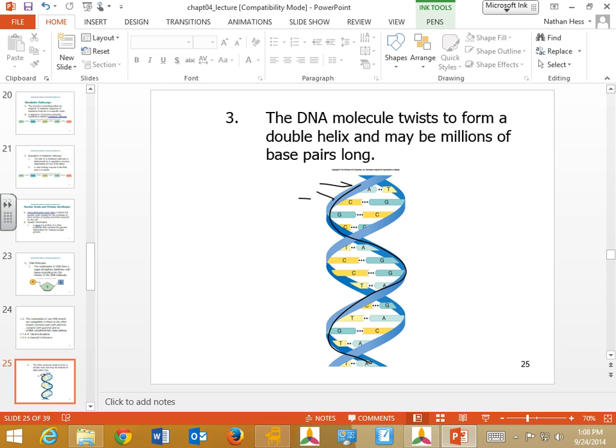Can we borrow the little DNA 3D molecule thing? I'm with you. We could try. We'll see.